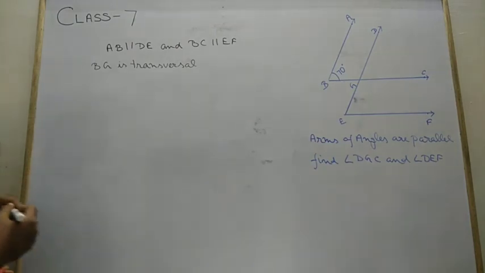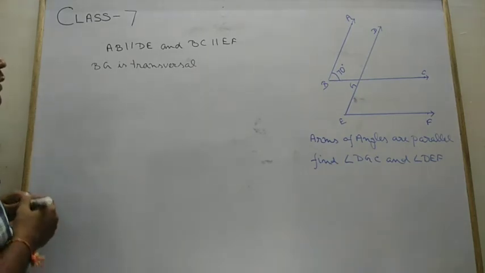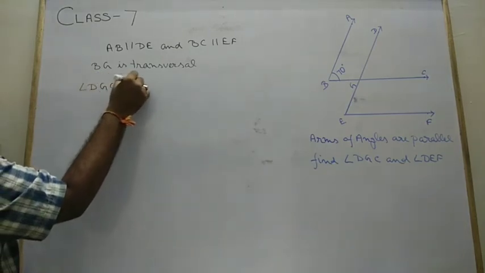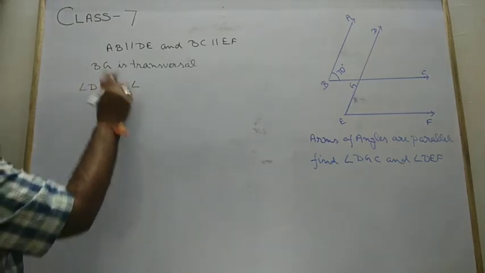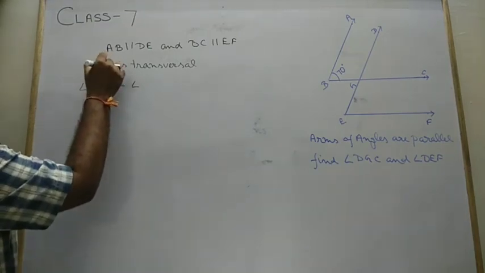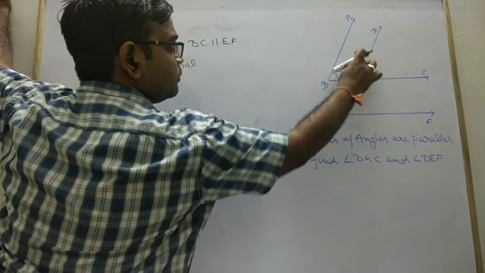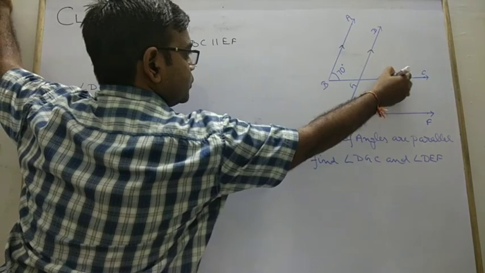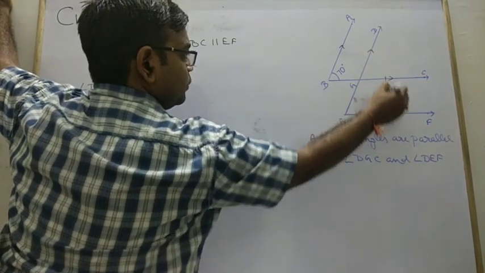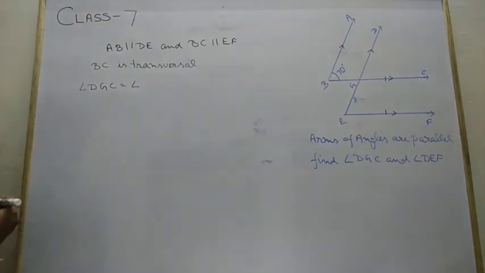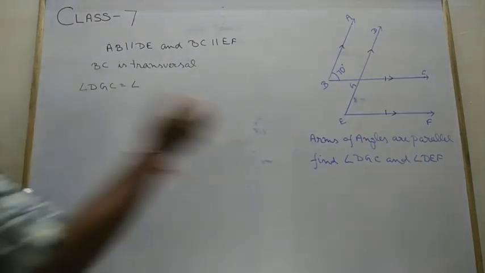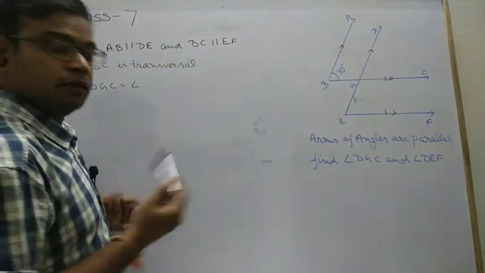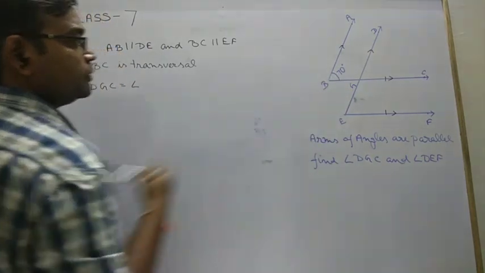BG is a transversal, so we can write down easily that angle DGC equals angle... here not BG, you can write down BC. The complete BC is a transversal for these two parallel lines. If you don't know, you can use other arrows. We have to make the same arrows, no? So this is the same type of arrow, which makes these two lines parallel. These are two same types of arrows, saying that these two lines are parallel. This is your transversal, BC is a transversal.